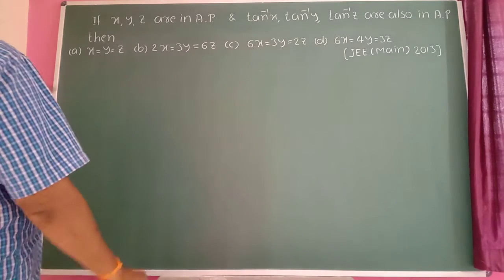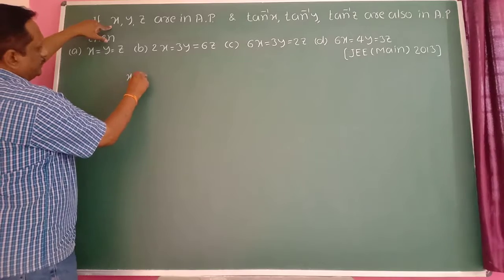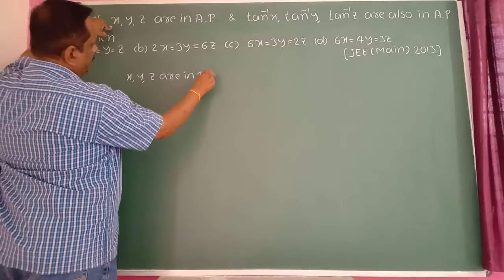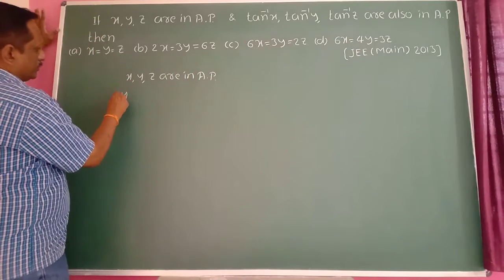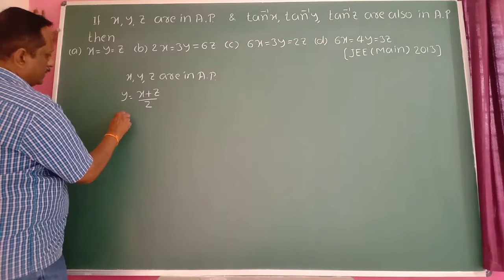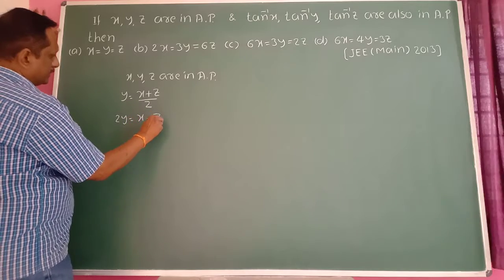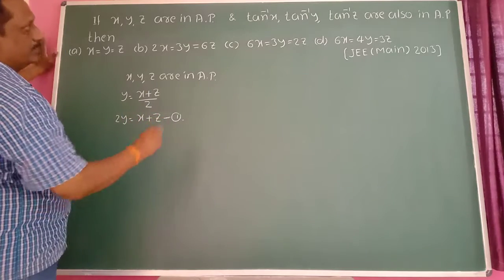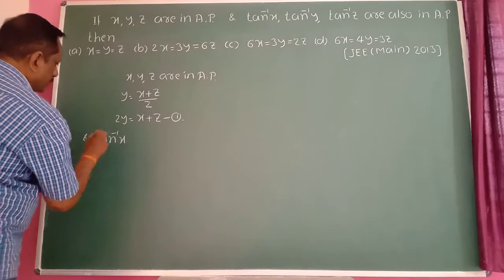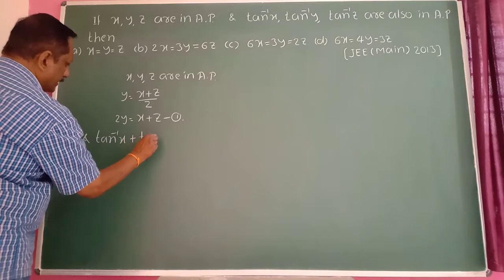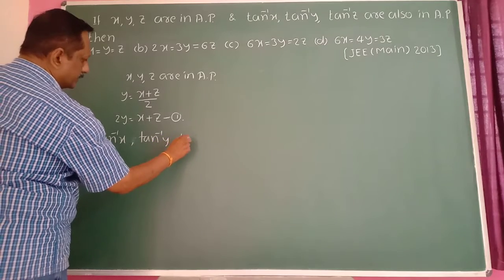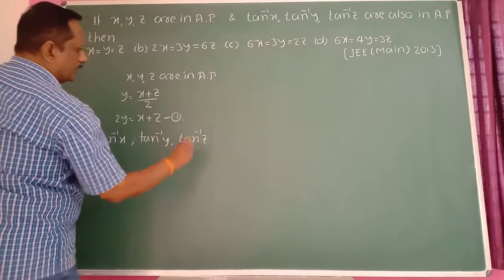So here given x, y, z are in AP. x, y, z are in the AP. Therefore y is equal to x plus z divided by 2, or 2y is equal to x plus z. Take this one as equation number 1. And tan inverse of x, comma, tan inverse of y, comma, and tan inverse of z are also in AP.